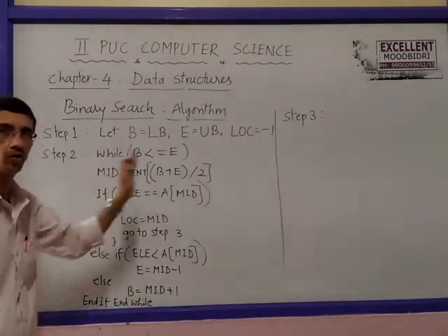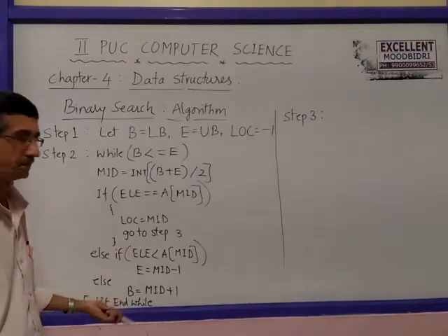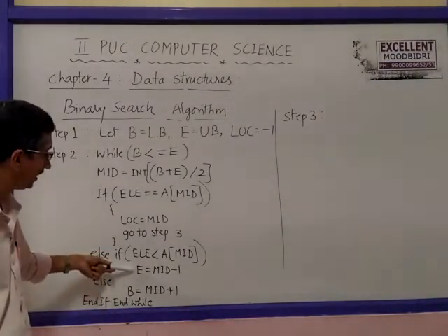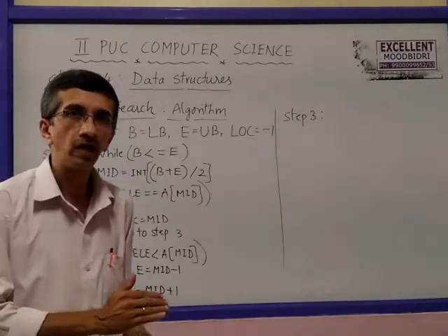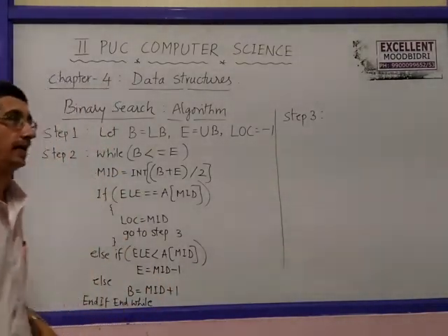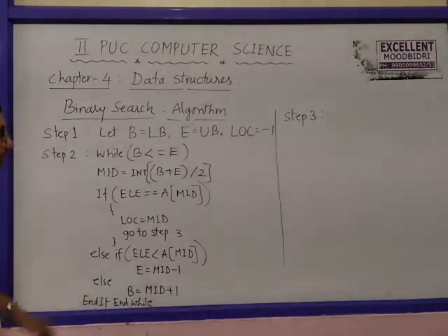Beginning should be brought up to mid plus 1. So in that case, end remains the same. So accordingly change either E or B values depending on whether it is found at the lower half or upper half of the array. Next, the end of the if and the end of the while loop terminates here.